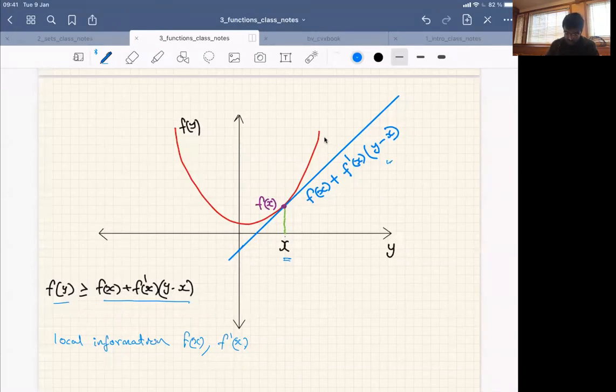But by forming this inequality, what we are obtaining is, using local information, we can get a global conclusion. This is a global statement, right? With just these two pieces of information, I'm saying that my entire function is above this line.